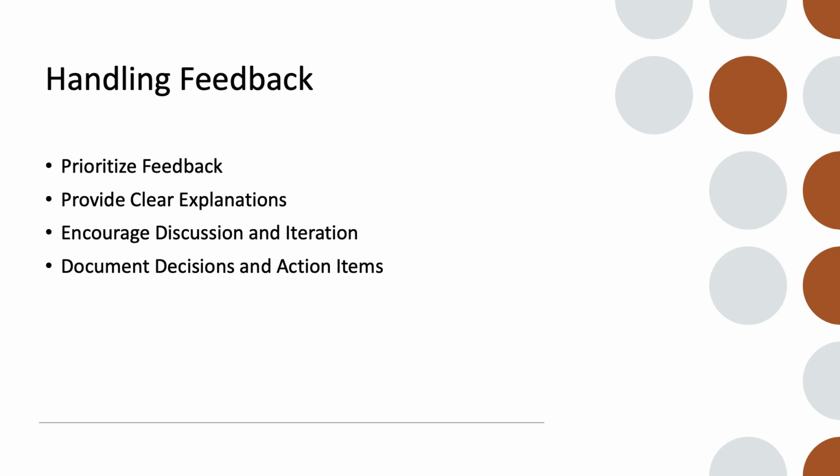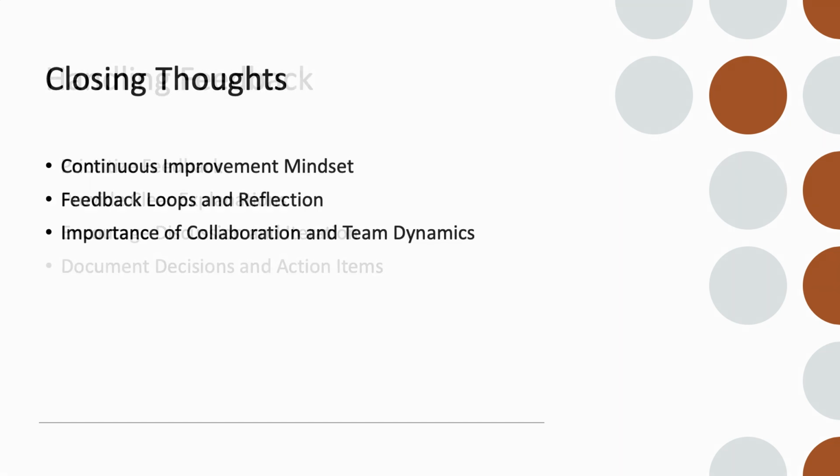And encouraging discussion and iteration allows teams to collaborate on finding the best solutions to any issues. You should continue to iterate on code changes until consensus is reached. Also, documenting decisions and action items ensures accountability and helps track progress. This would help to ensure that feedback is addressed in a timely manner and that improvements are incorporated into the code effectively. So, to recap, effective code reviews are essential for ensuring the quality, maintainability, and scalability of software projects.